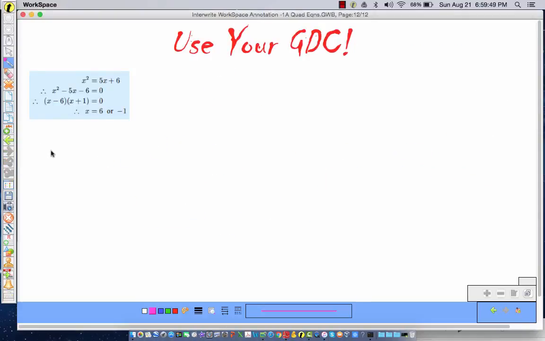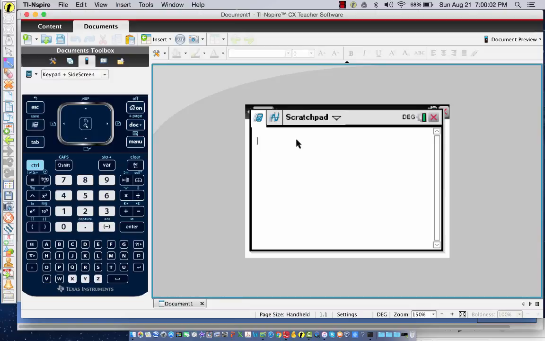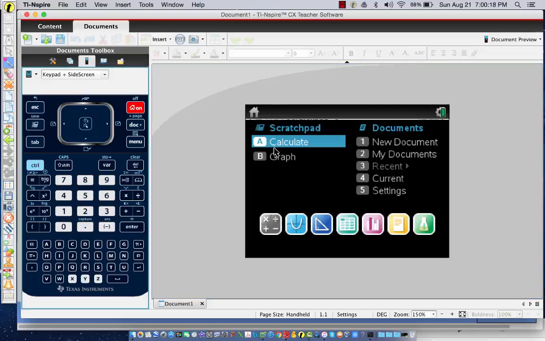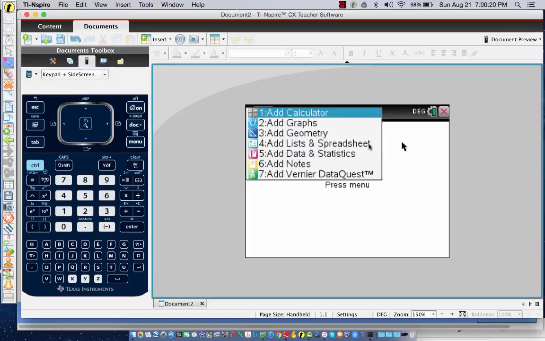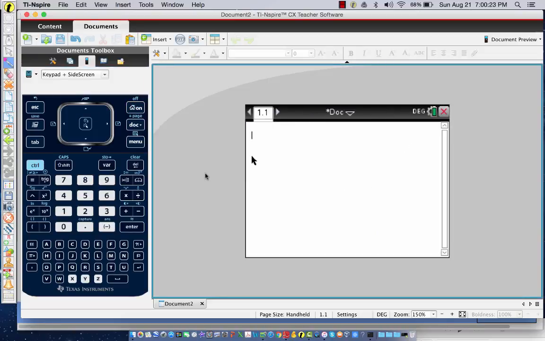You can always use a calculator to solve a quadratic, and let me just show you this real quick. I have my GDC up, and I have it open to Scratchpad on purpose. I want you to stop using Scratchpad. I want you always to use a document, and it's so important, and you'll see later on in the course and how I explain it in class. So I'm going home, new document, and I'm going to show you how to do it using a calculator, and then I'm going to show you how to do it graphing.